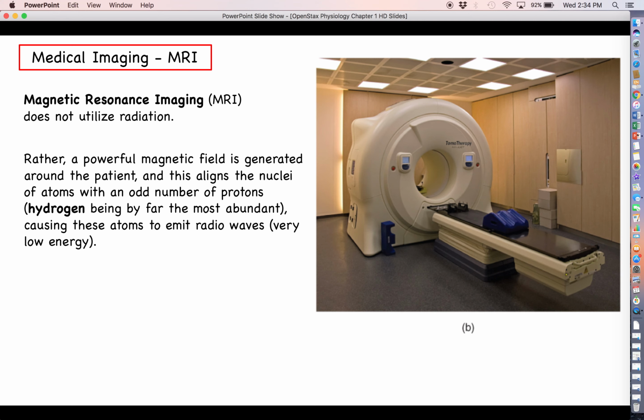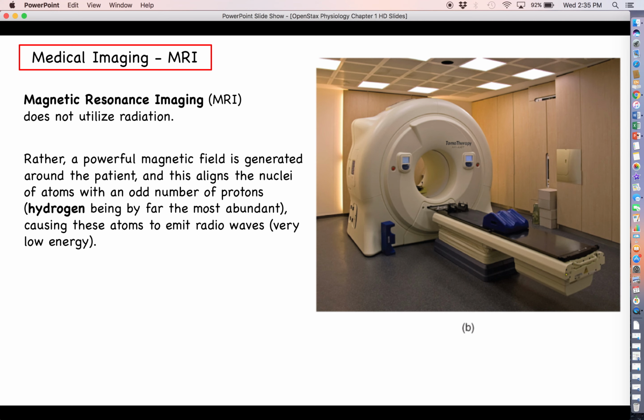Just to give you some examples of atoms that have an odd number of protons, hydrogen has 1, lithium has 3, boron has 5, then 7, 9, 11, 13, 15, and so on. If an atom has an odd number of protons, or an odd atomic number, it is going to be affected by a magnetic field. We don't need to worry about all the atoms that have odd numbers of protons. There's only one that's really important here, and that is hydrogen, because hydrogen is by far the most abundant atom in your body.